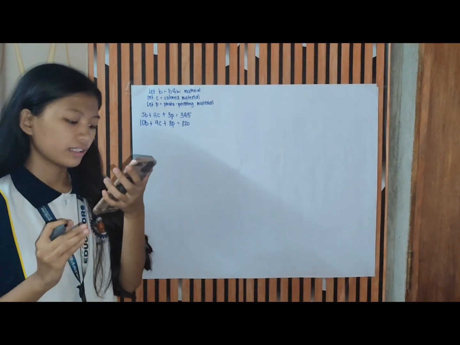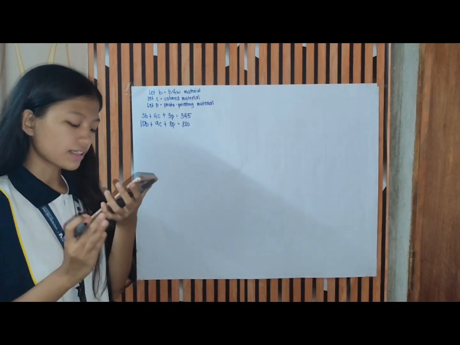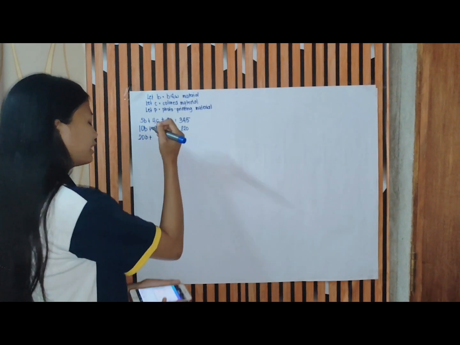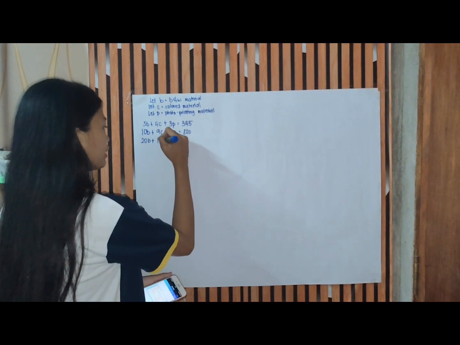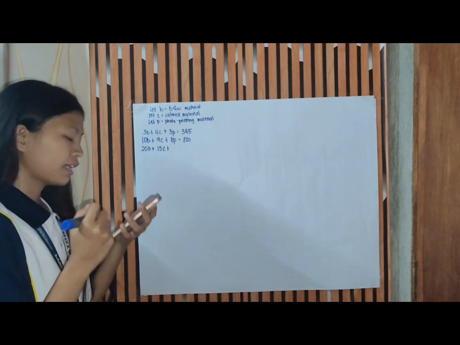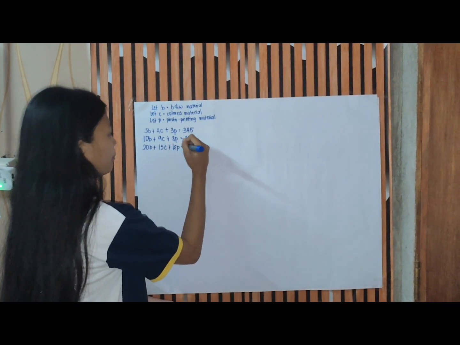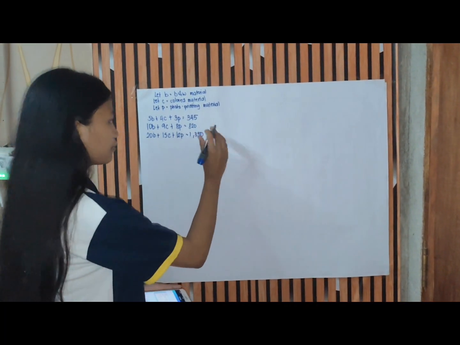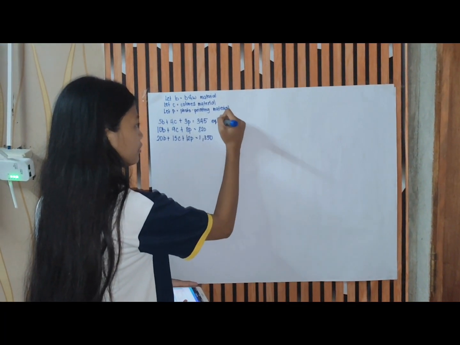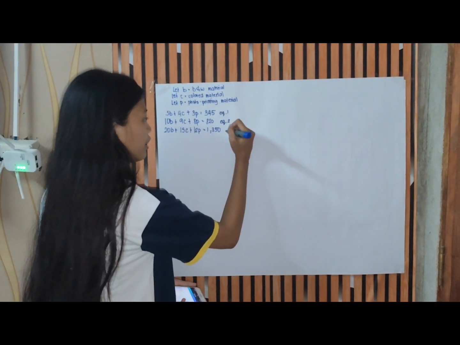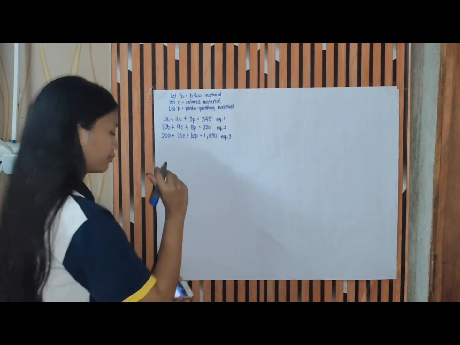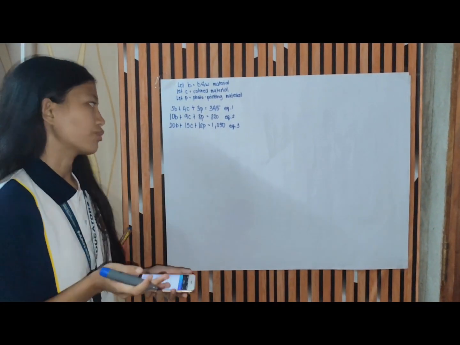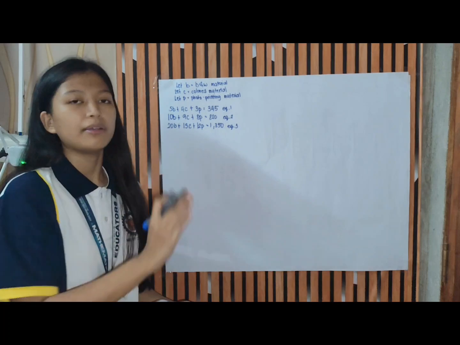The last one says here that Giselle printed 20 pages of black and white material plus 15 pages of colored plus 12 pages of photo printing, so 12P, is equal to 1,350. So this is our equation 1, equation 2, and equation 3. Now, what system of linear equations will we use? Here we will use the elimination method.